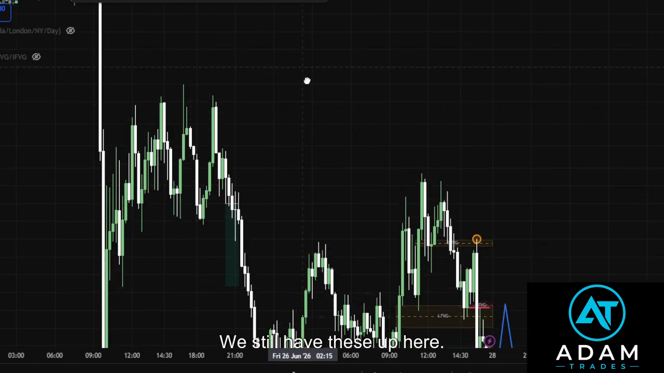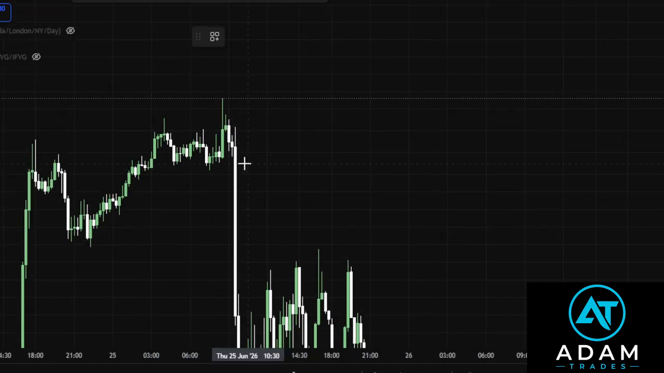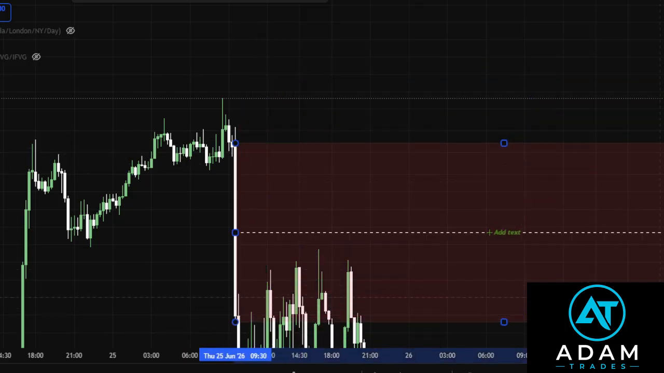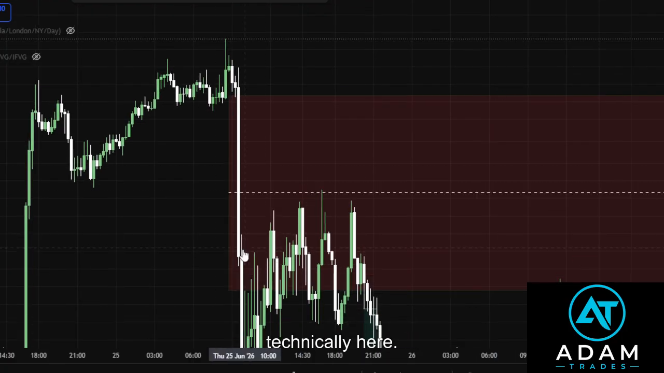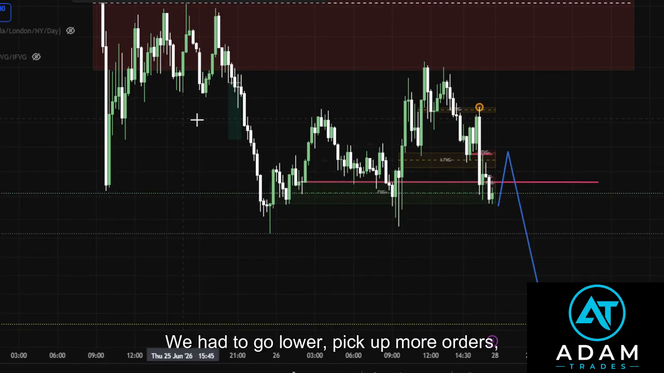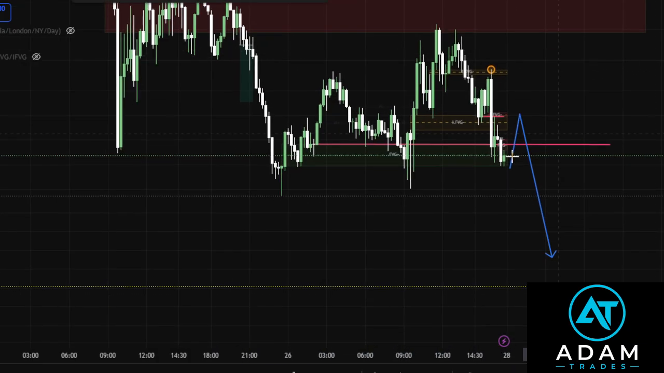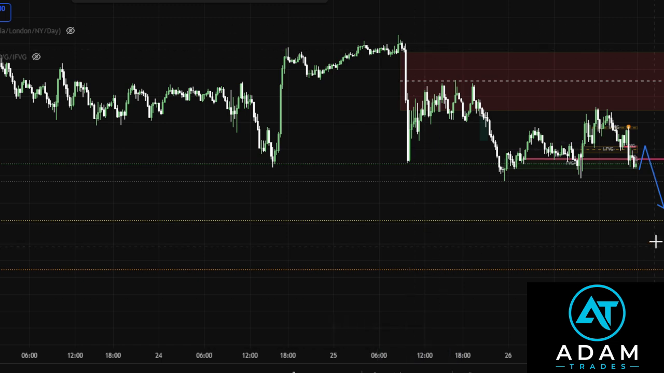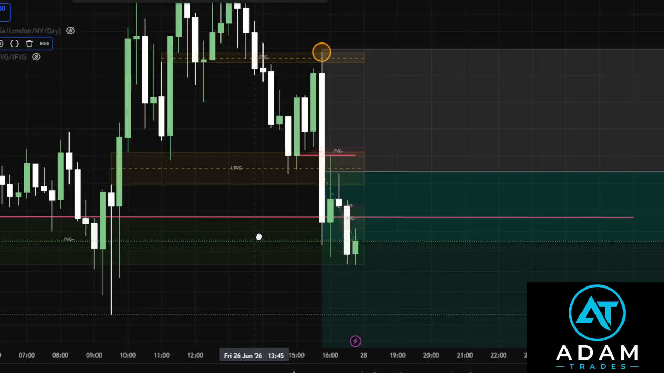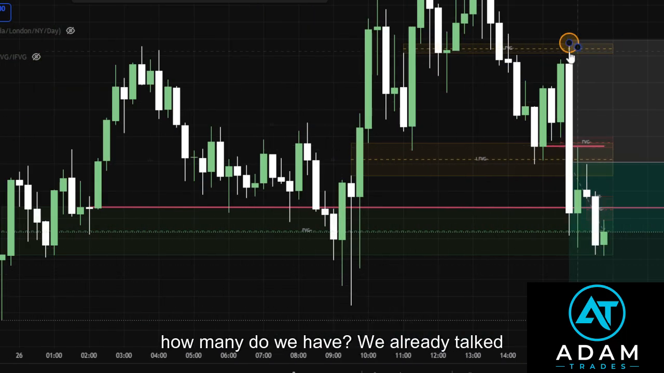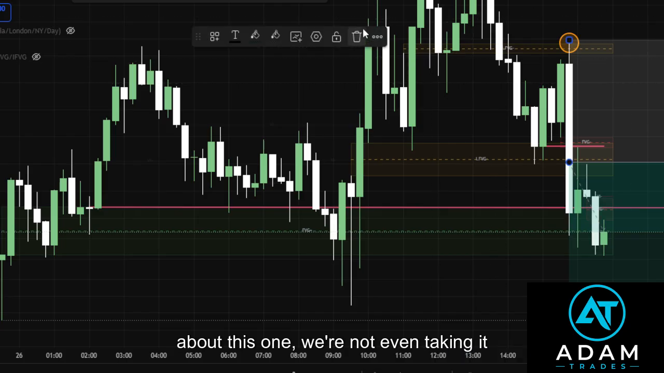We still have these up here, a big, large bearish fair value gap that we would need to deal with. Here, you can see that it's already held 50%. This moved down. We had to go lower, pick up more orders, which is what we are currently doing. It does seem like we'll clear this liquidity prior to potentially making another move higher. But what are the relevant fair value gaps? So how many do we have? We already talked about this one. We're not even taking it into consideration.